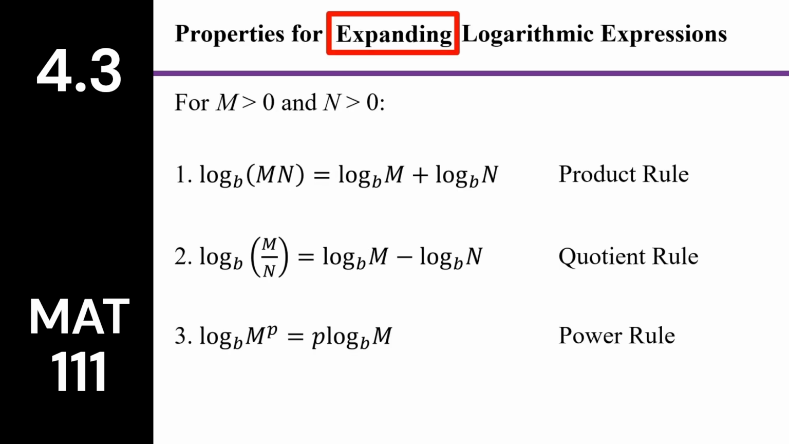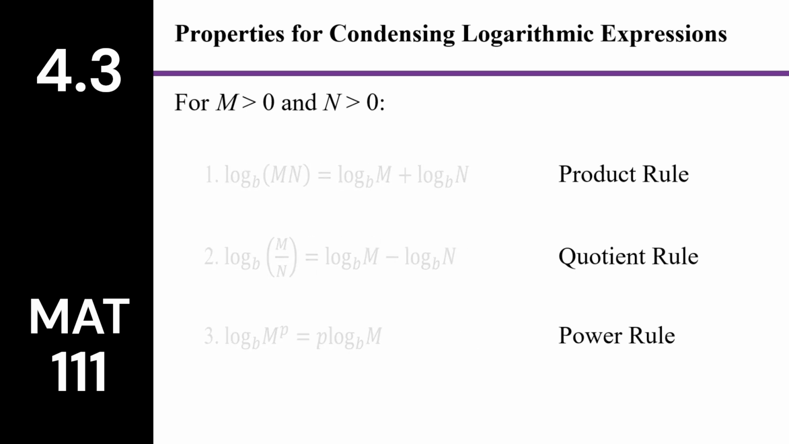Next, we're going to take our properties for expanding logarithms, and we're going to use them to condense logarithms. To do that, we could simply take the properties as written and just use them from right to left, but we often rewrite them in the following way.